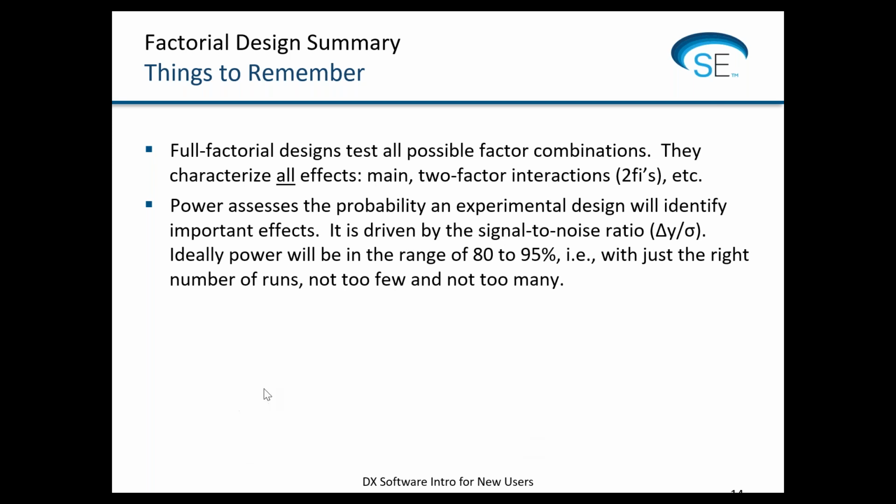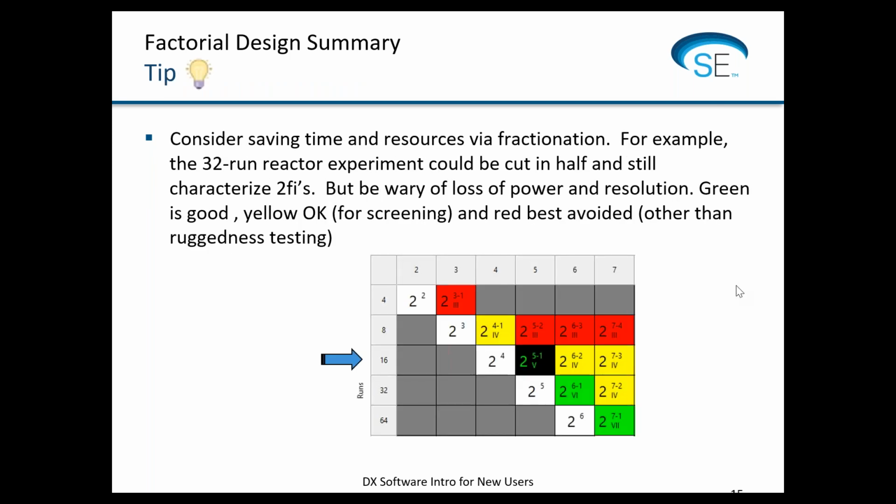We also notice that the power assesses the probability that the experiment is going to help us discover what we're looking for. Okay, and we'd like to have power at least 80%. If we absolutely need to make sure we're not missing anything, we may push that up to 95 or so. We don't want to run too few, and we generally don't want to run too many. It's expensive and difficult and time consuming. So we want a right-sized experiment.